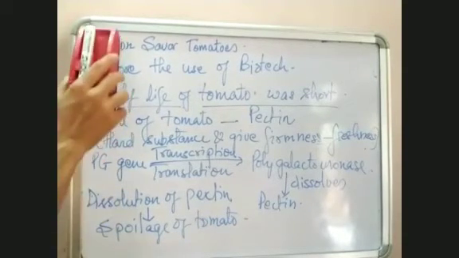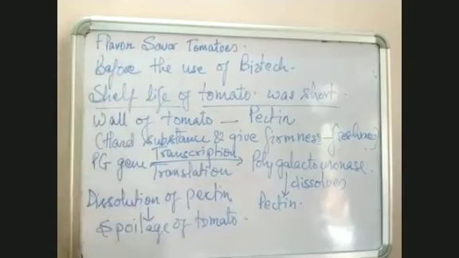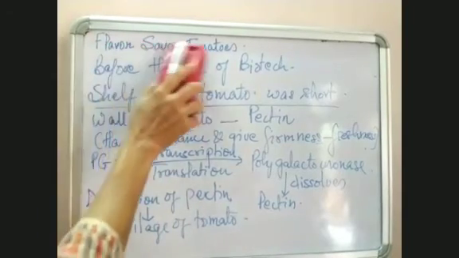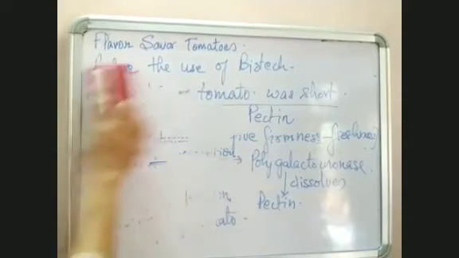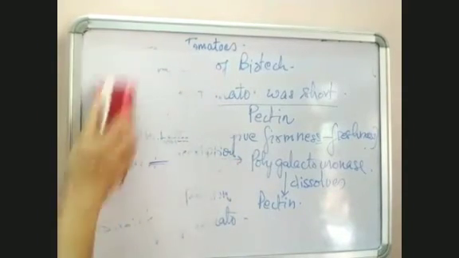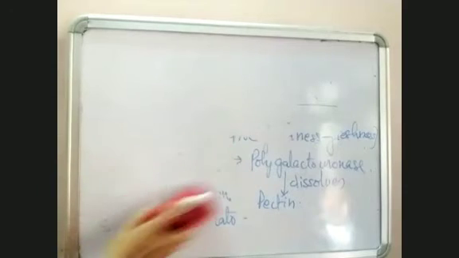Okay. Now such a tomato can be known as flavor saver tomato. Now how was this done? How was this flavor saver tomato produced? There was a biotechnologist, and the name of the biotechnologist was Mack. What did this gentleman Mack do?